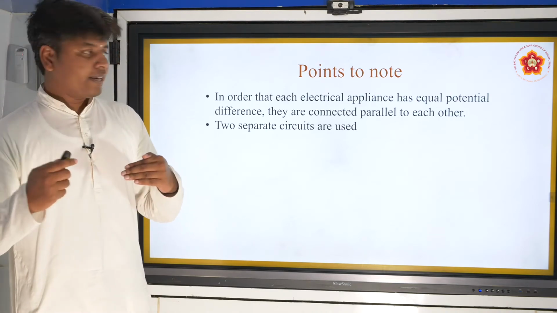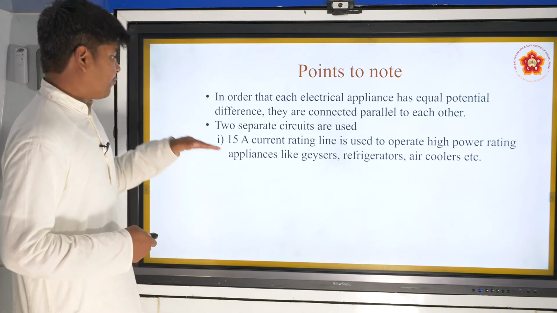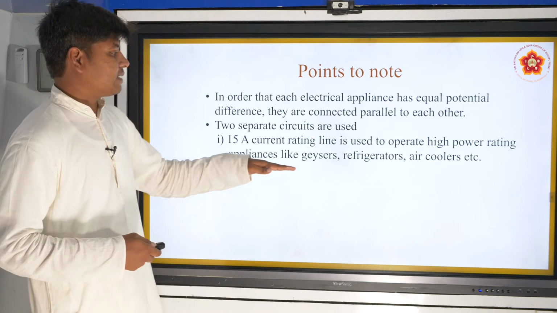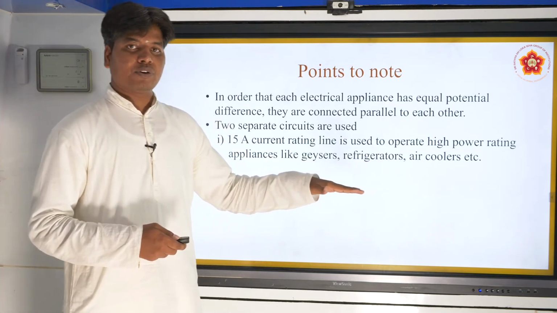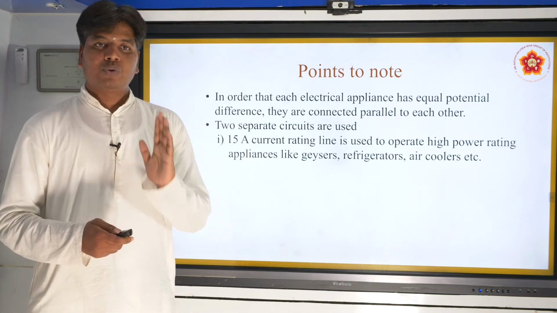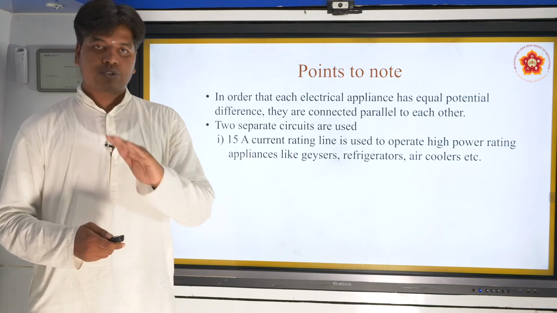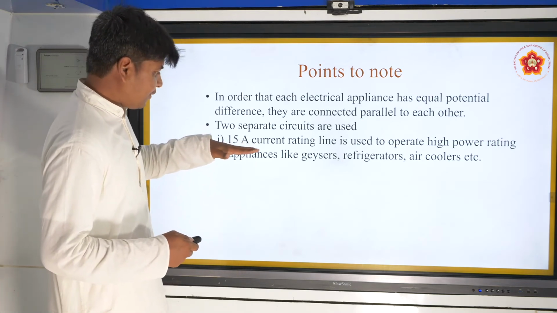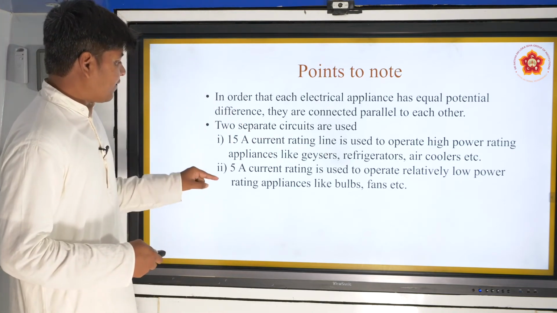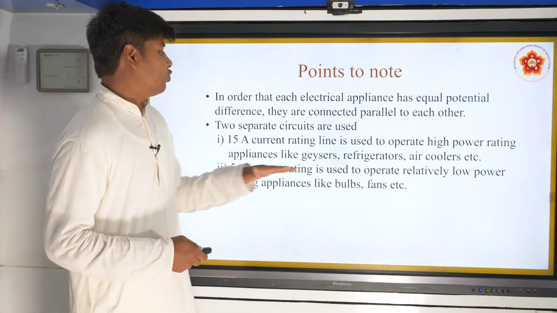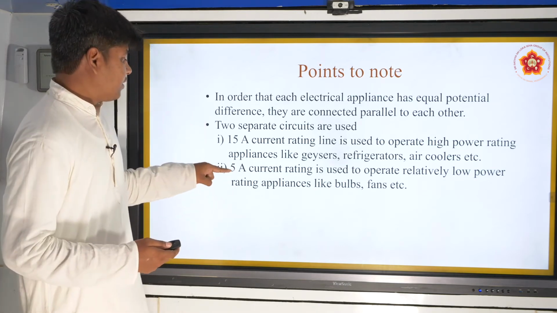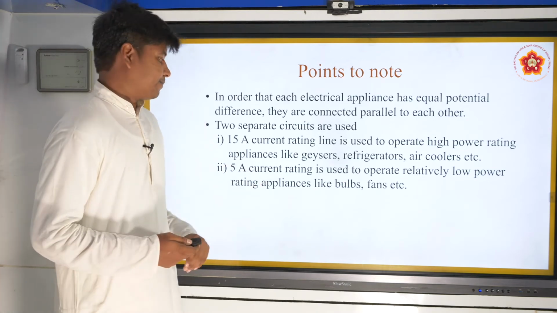So we discussed two separate circuits are used. The 15 ampere current rating line is used to operate high power rating appliances like geysers, refrigerators and air coolers. We discussed that 15 amp current rating line means you have thick wire. When you have thick wire, you have more charge flow, right? So this 15 ampere current rating line is used for those purposes. Second, 5 ampere current rating is used to operate relatively low power rating appliances like bulbs, fans and etc., which draw low current. We use them for the 5 amp current line.